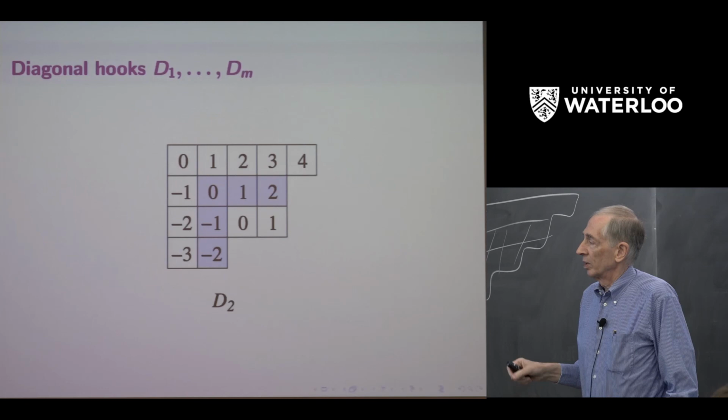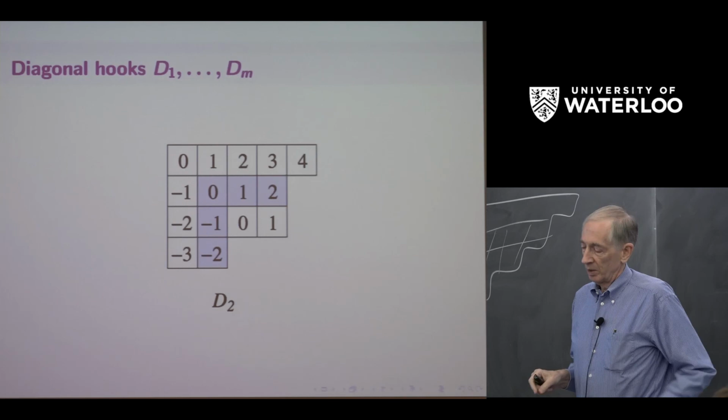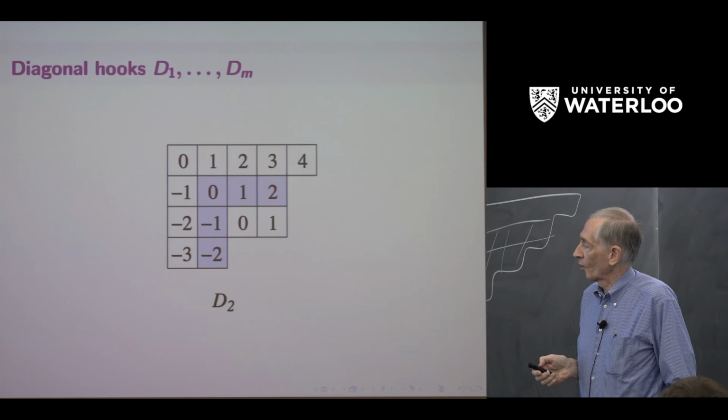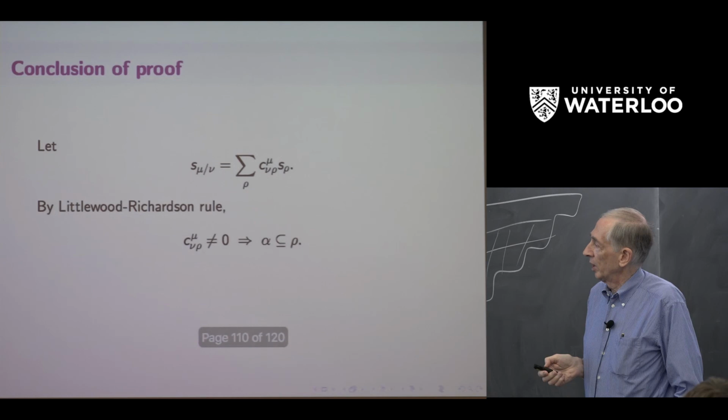I don't know why diagonal hooks appear here and in the previous problem I mentioned, which seems very unrelated, but the same partitioning of the SNF comes up by breaking up the partition shape into diagonal hooks. So maybe there's a connection. And the proof actually uses a little bit of machinery, like you need the Littlewood-Richardson rule to prove this.